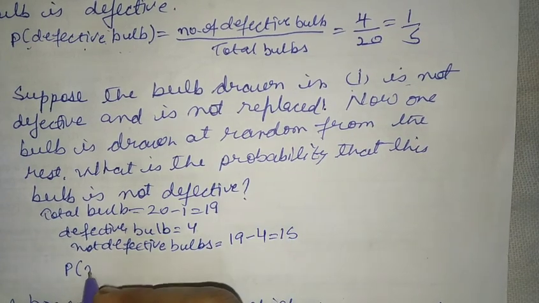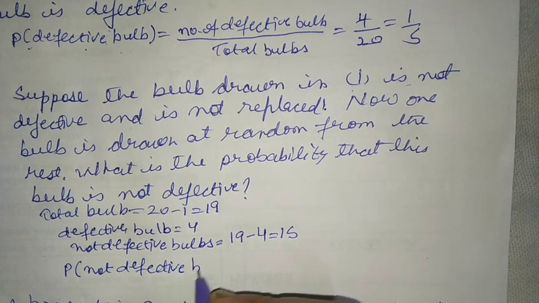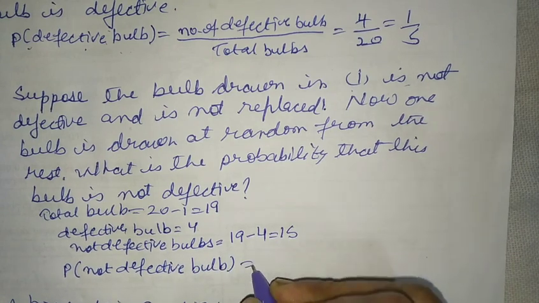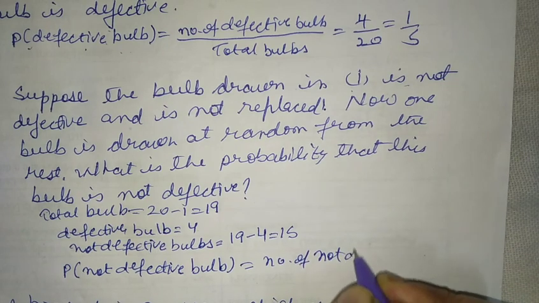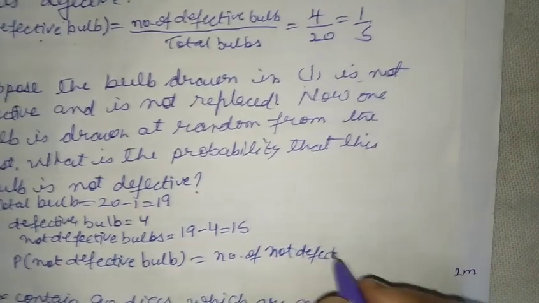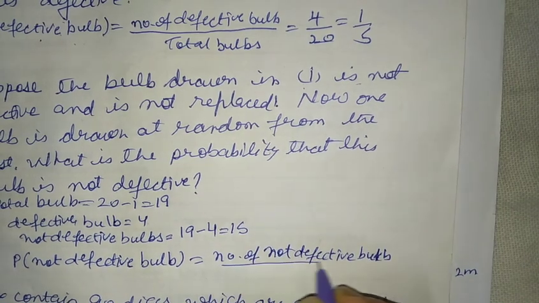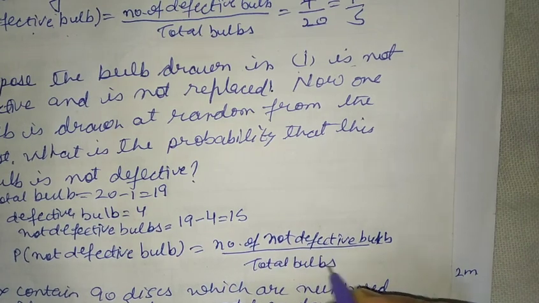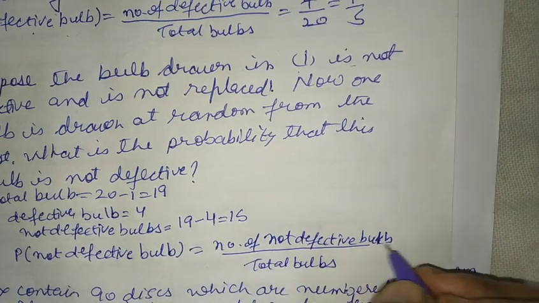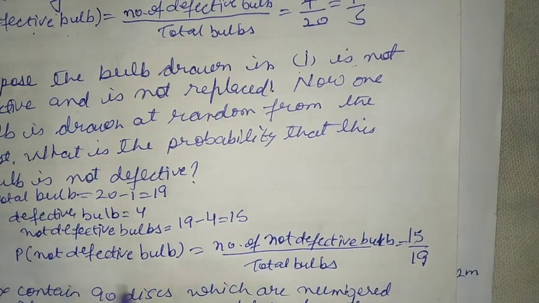So probability of getting a not defective bulb will be equal to number of not defective bulbs by total bulbs. So we know the not defective bulbs we found out is 15 and total bulbs is now 19. So probability of getting a not defective bulb is 15 by 19.